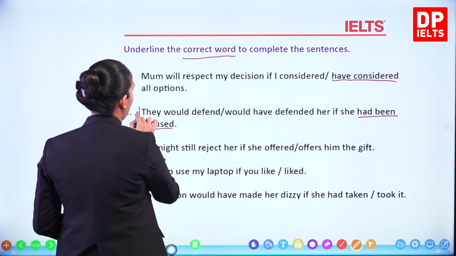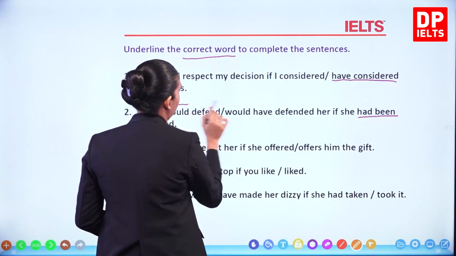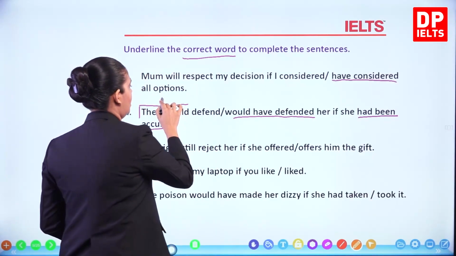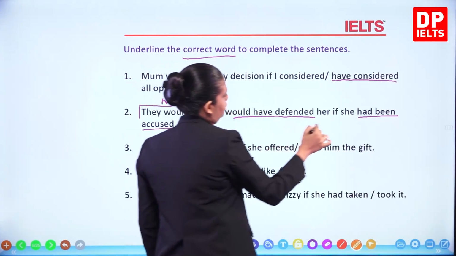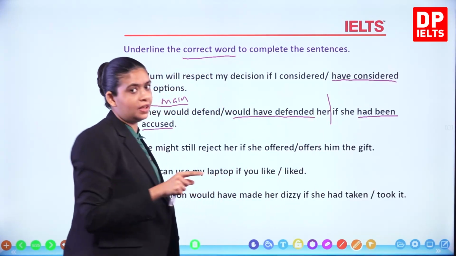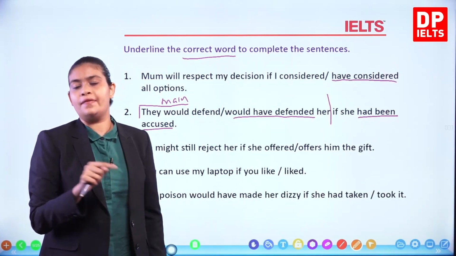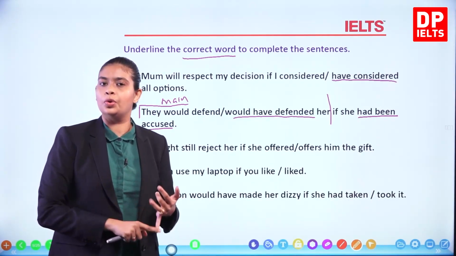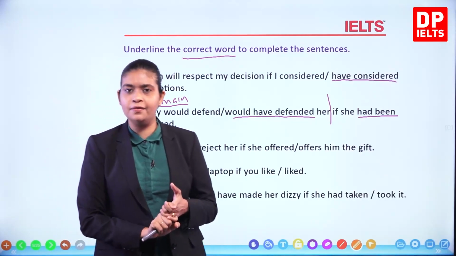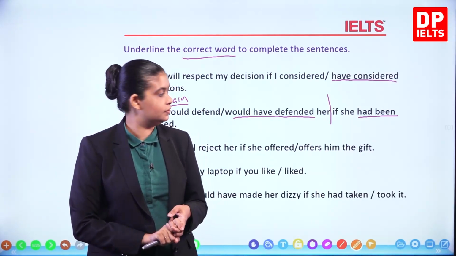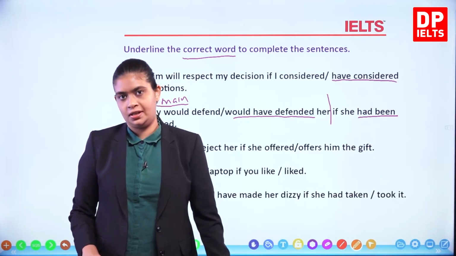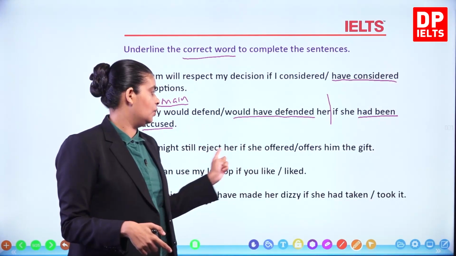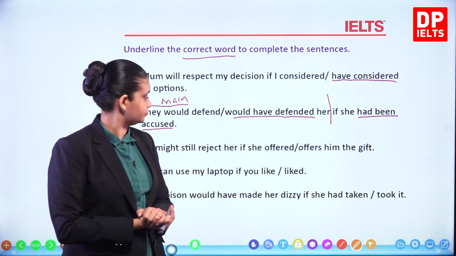So this bit is your main clause, right? They would have defended her. This is starting the main clause. It finishes from here. So if it is something that could have happened but it didn't happen, then your main clause should have would have, should have, could have or might have plus the past participle, right? Could have defended. So the same way, think about the rules that I taught you before you select the answer.